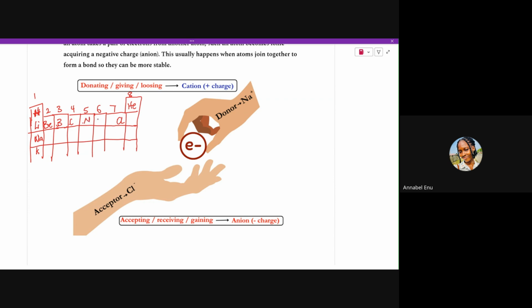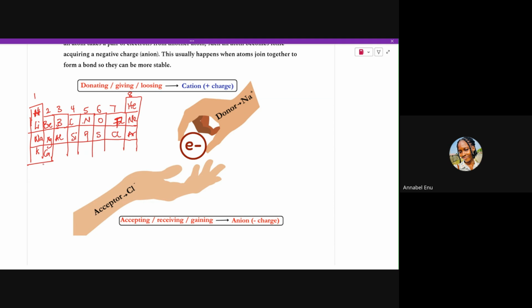Carbon, nitrogen, oxygen, fluorine, neon, sodium, magnesium, aluminium, silicon, phosphorus, sulfur, chlorine, argon, potassium, calcium. So these are the first 20 elements. We'll deal with only this first 20 first.